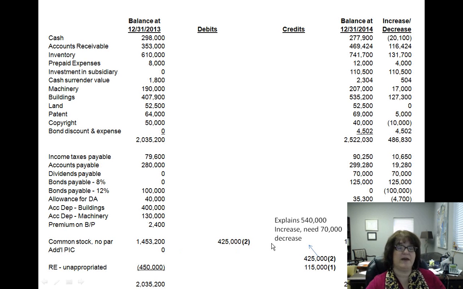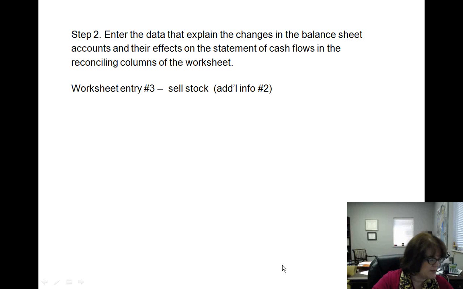So I'm going to keep up with how much of the increase or decrease I'm explaining as I work through here, because by the end of the day, I need to have explained a $277,000 decrease in common stock, not a $425,000 one. Okay, but that may take me getting through a lot of information. All right, so let's take a look then at the next additional piece of information, this will be our worksheet entry number 3, but it's the second piece of additional information in your book.